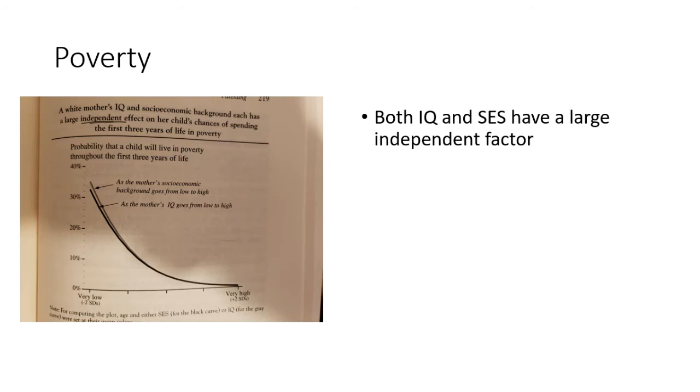Poverty. A white mother's IQ and socioeconomic background each have a large independent effect on her child's chances of spending the first 3 years of life in poverty. First 3 years of life, I'm wondering why they use that metric. Those first 3 years must be super important in the growth and development of a child. If you can keep them out of poverty in those first 0 to 3 years, that might have a staggering effect on how they grow up for the rest of their life, possibly.